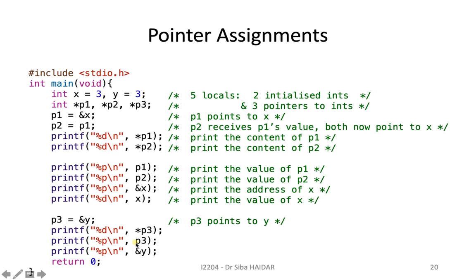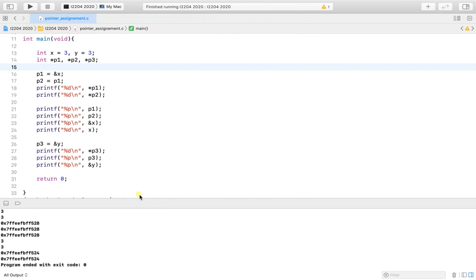P3 has the value of the address of y. So these 2 values will be equal to each other, but not to these 3 values. And here is our program. I already ran it, and you can see the content of P1 is 3, the content of P2 is 3.